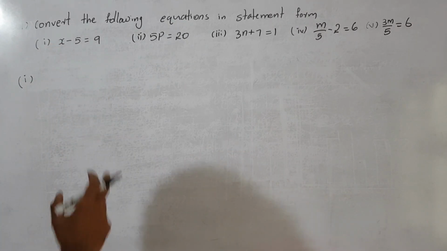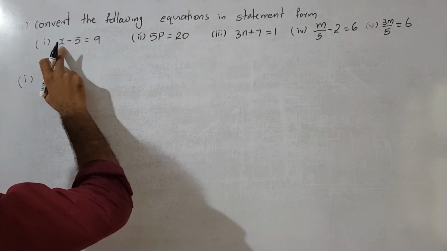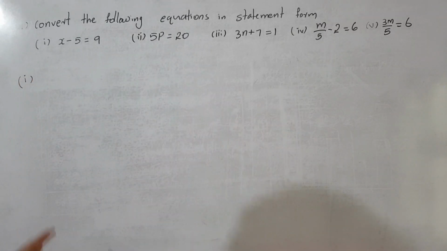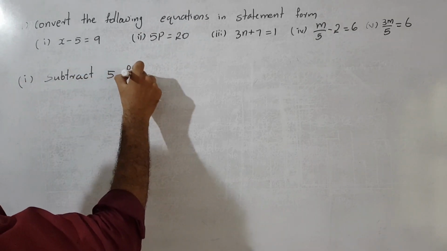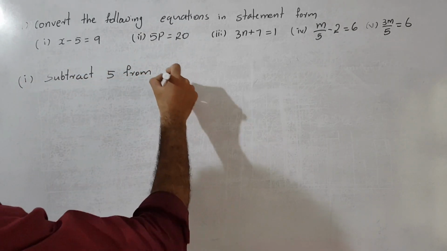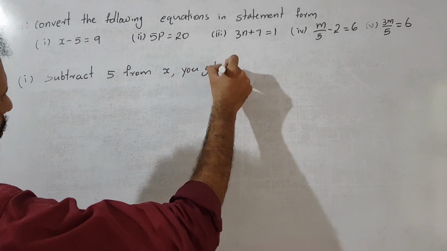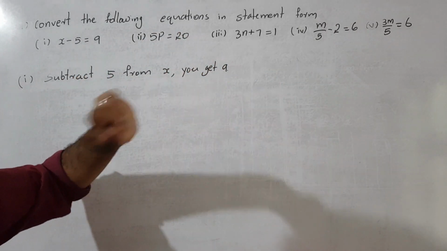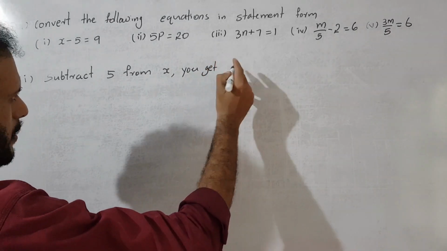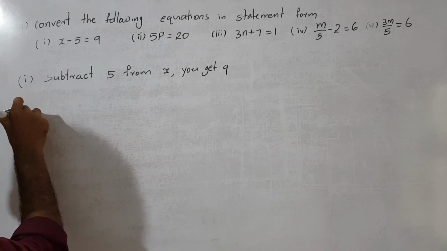It's very clear what we are doing here. We are subtracting what? 5 from where? x, and what do we get? 9. Then just write that. That is the statement of the equation. How to write it? Subtract 5 from x, you get 9. Then what is the second one?